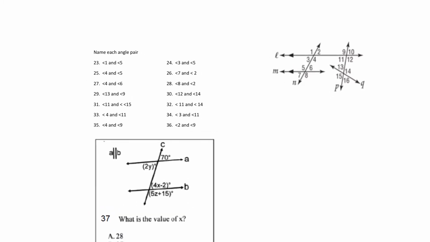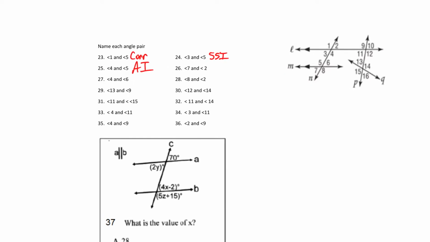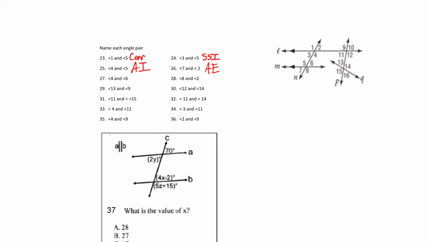What are 1 and 5? Corresponding. Okay, what are 3 and 5? Same side interior. What are 4 and 5? Alternate interior. What's 7 and 2? Alternate exterior. What is 4 and 6? Same side interior. What's 8 and 2? Alternate exterior. I mean, same side exterior. There you go. Same side exterior.